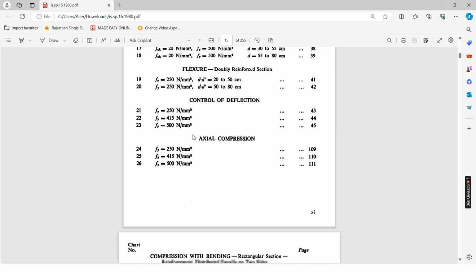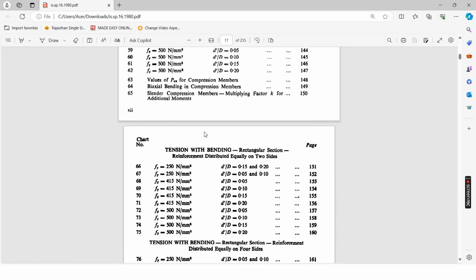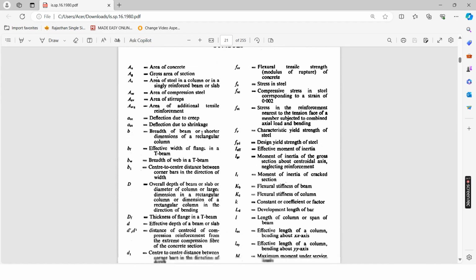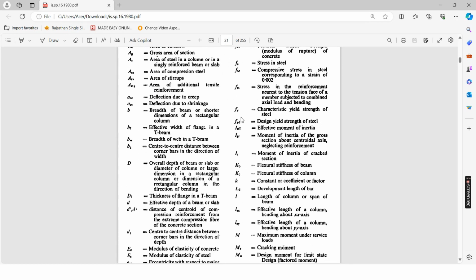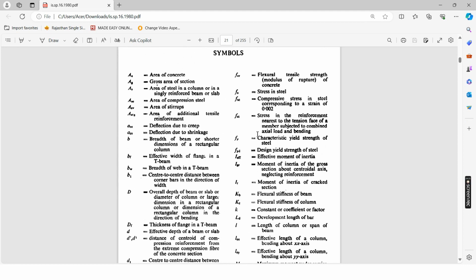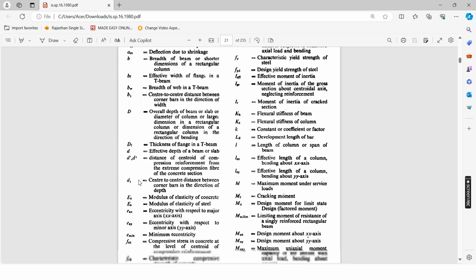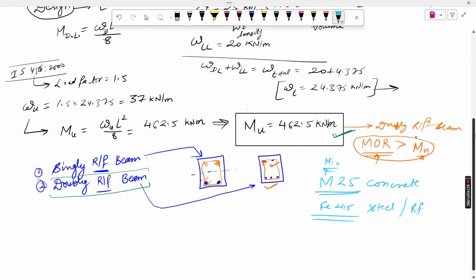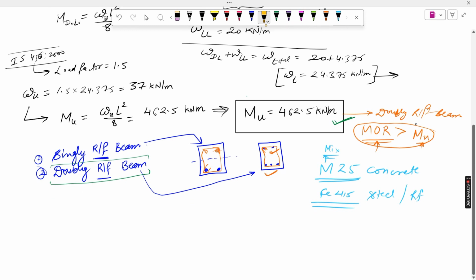And d minus d dash. Okay, these are all the notations and symbols that you can see. So d is what? Effective depth of a beam or slab. You know what the effective depth is. I should give some idea for this also, that is, what the effective depth is.